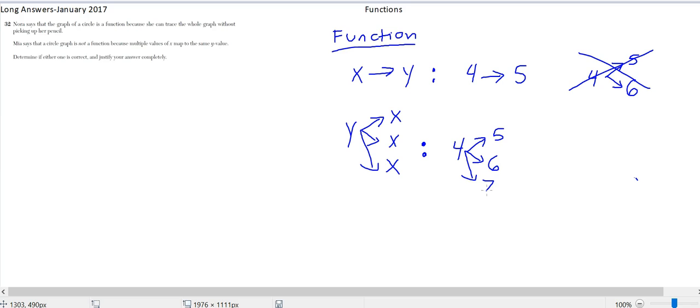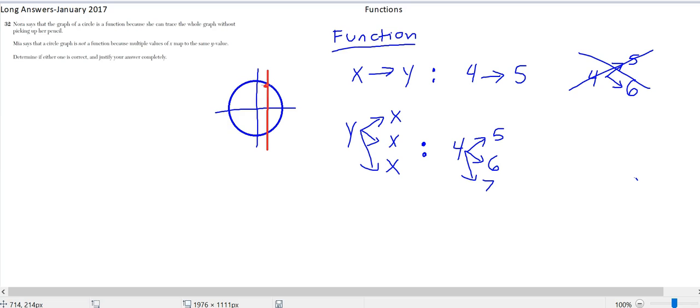Let's go back to the question. Nora says that the graph of a circle is a function because she can trace the whole graph without picking up her pencil. So let's draw the graph of a circle. When we have a graph, in order for it to be a function, it has to pass the vertical line test. The vertical line test is, if you draw a straight vertical line and the line passes through the graph in more than one place, then it is not a function.